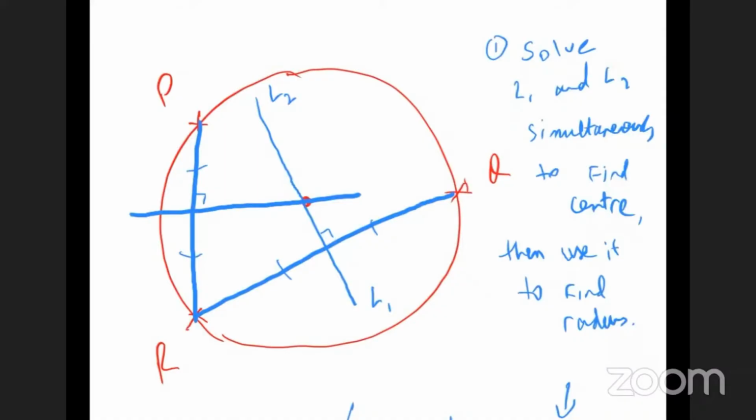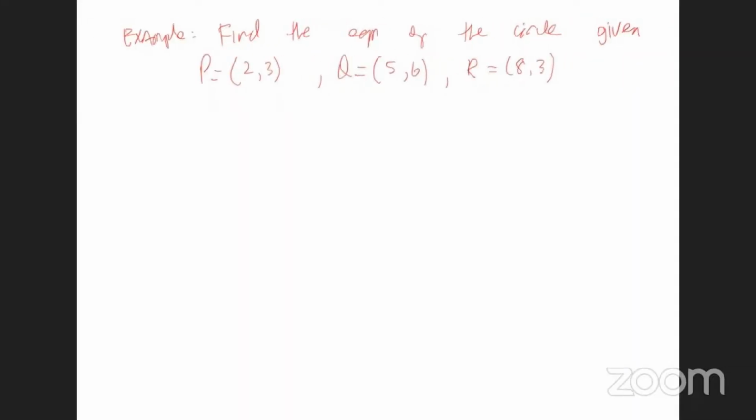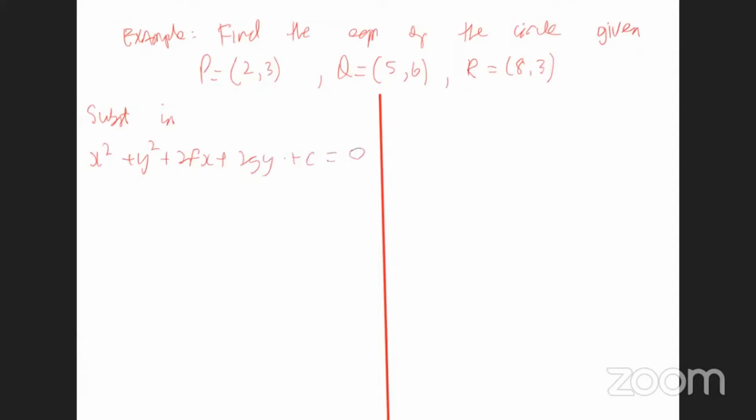Let's try one. I've given you 3 points on a circle. Let's see if we can follow all the steps. I am going to do method 1. I would like you to substitute all the points in x squared plus y squared plus 2fx plus 2gy plus c is 0. You substitute all the points in there and you will get 3 equations that we're going to solve.